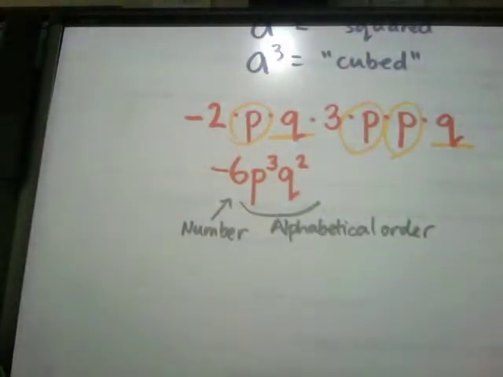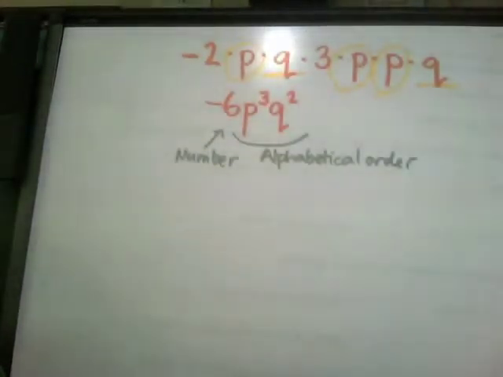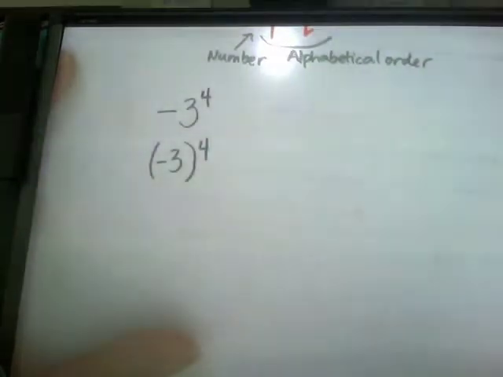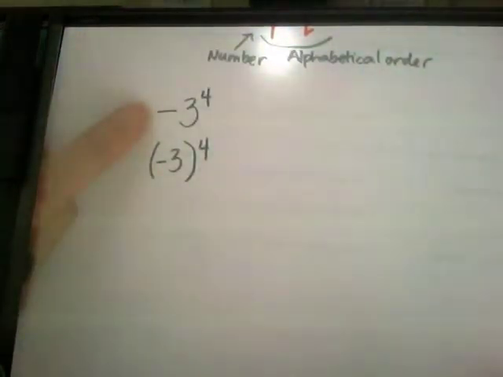All right, let's try a couple more. Let me show you something else to be very careful with, and that is if you see parentheses. For example, these two are different. This first one says the opposite of 3 to the power of 4.